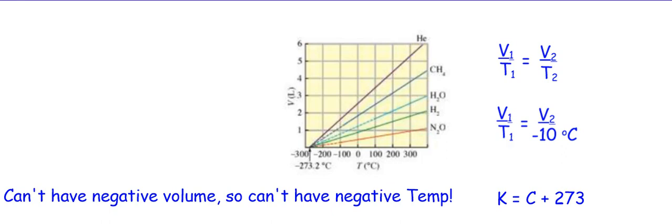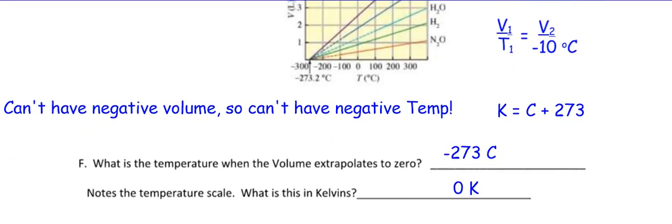So let's just check this out. I think I've already given away all the answers here. So what is the temperature when the volume extrapolates to 0? It's negative 273. And note the temperature scale. What is that in Kelvin? It's 0. Interestingly enough, if I were doing this right, I'd have the little degree sign I put up here. That would have gone here. So Celsius does have degrees Celsius, but Kelvin does not. There is no degree symbol.